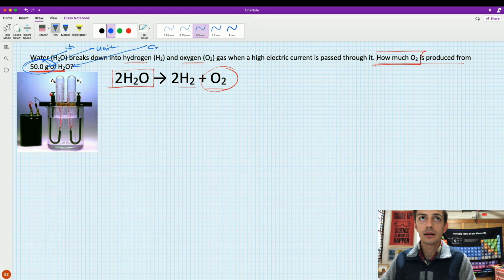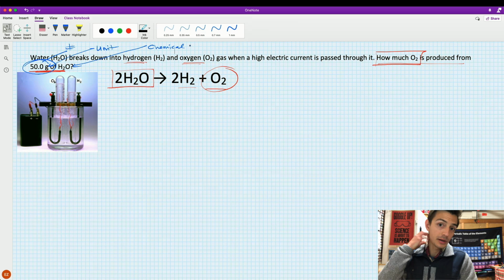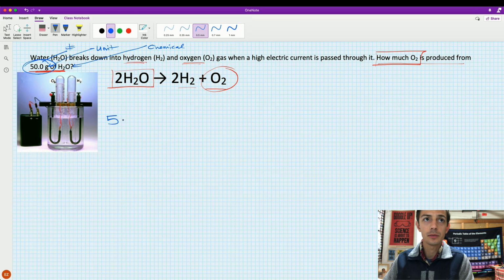The chemical's right there. So the number, the unit, and the chemical are going to tell me a little bit about what I am trying to do in this problem. I'm going from that starting value, and that's because I was given that number, that's where I'm going to start. So that's how my problem is going to lead off, with 50 grams of water.